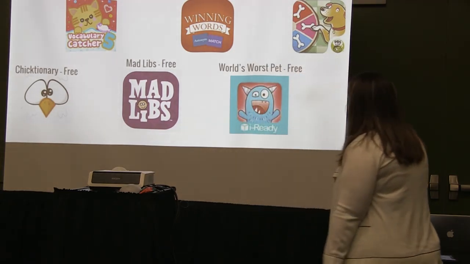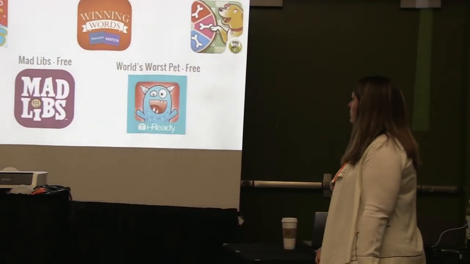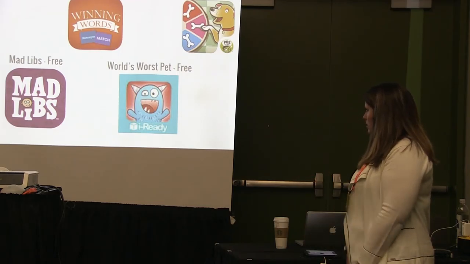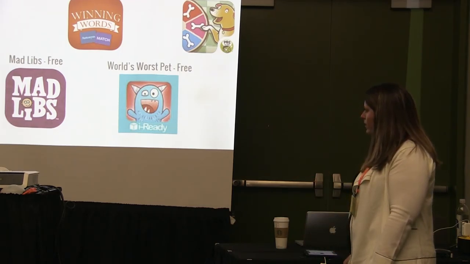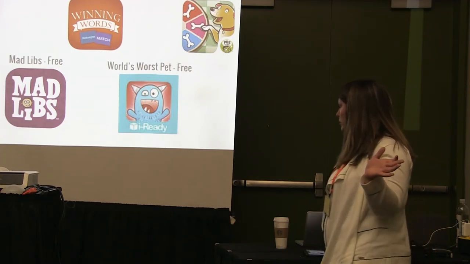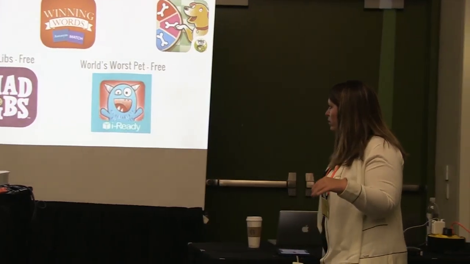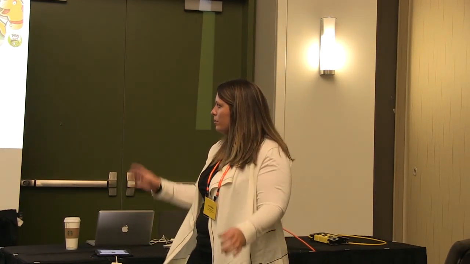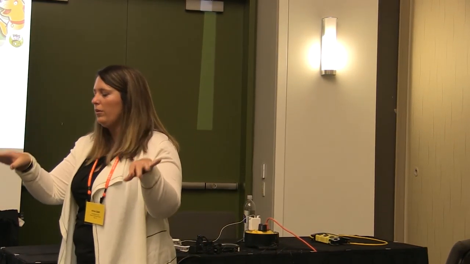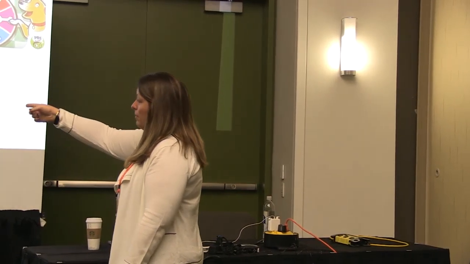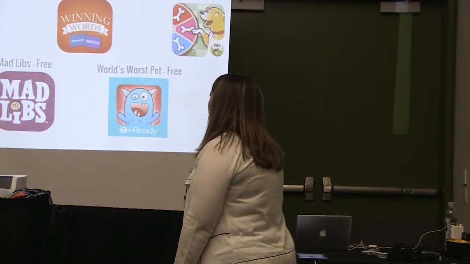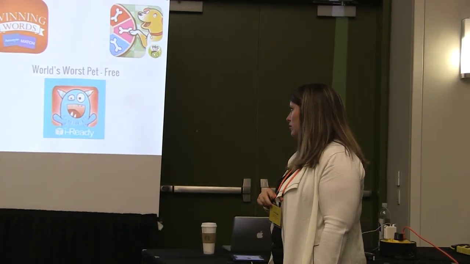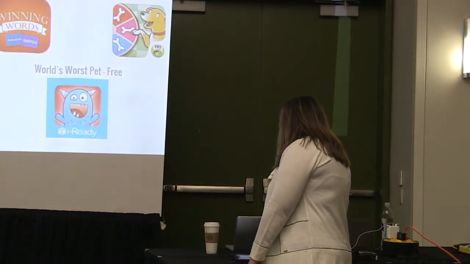World's Worst Pet is a great free one. I would say it was a little bit challenging for some of my first graders, but another excellent app, especially for, I'd say, second through even fifth grade. Chictionary is another great app where students are taking eggs and building words. I'll admit that people have a hard time finding Chictionary in the app store. And Mad Libs is an oldie but a goodie that kids still enjoy.